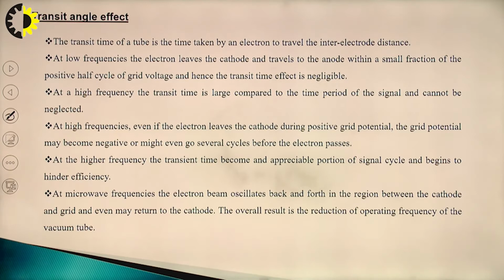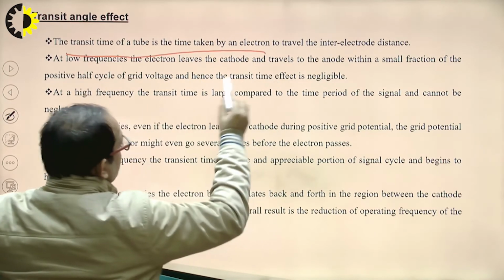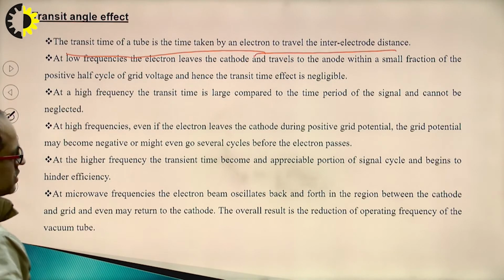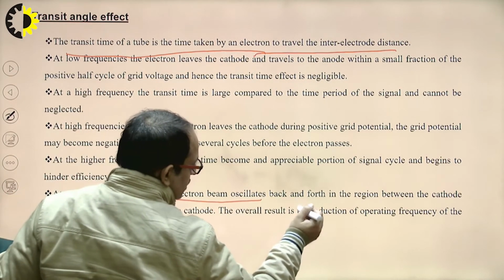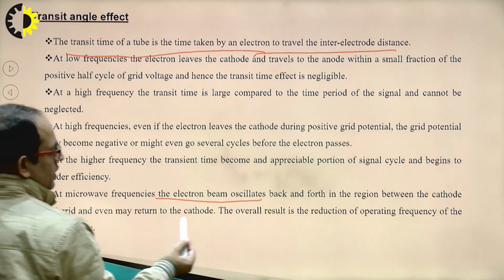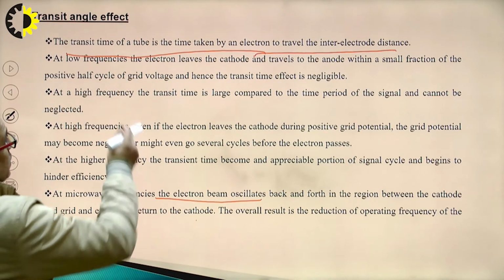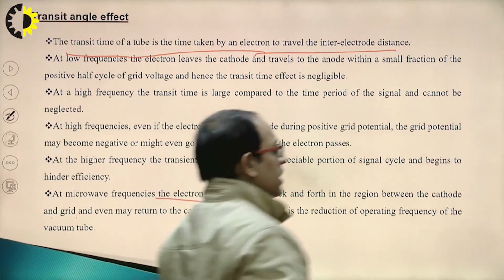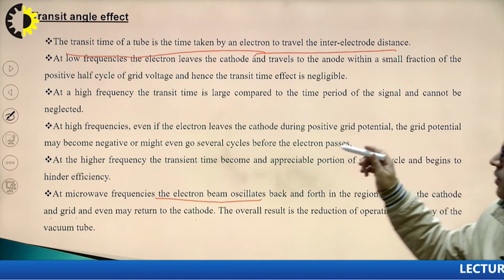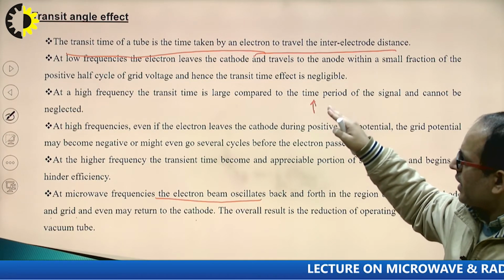Next one is the transit angle effect. What is transit time? Transit time of a tube is the time taken by the electron to travel the inter-electrode distance. So at microwave frequency, the electron beam oscillates back and forth in the region between cathode and anode, which may return to the cathode. The overall result is the reduction of operating frequency of the tube. If I say transit angle effect, it is the spinning effect of the electron.